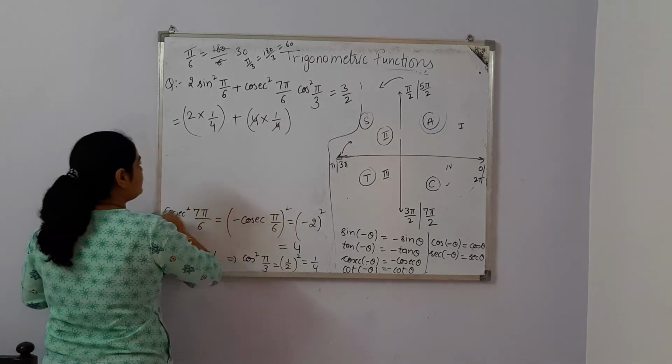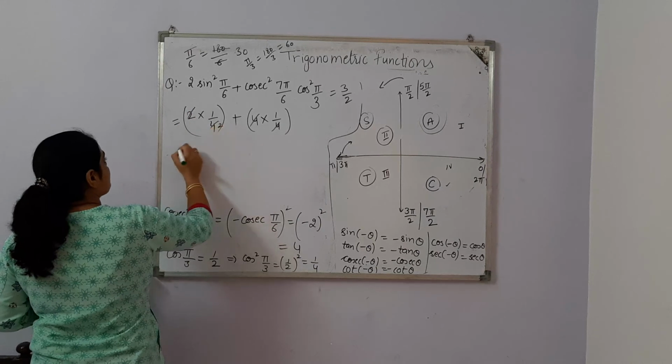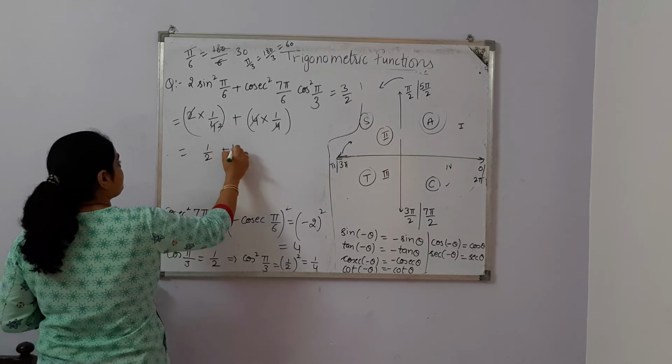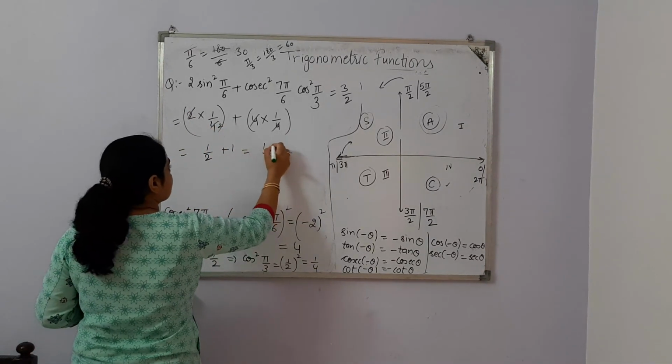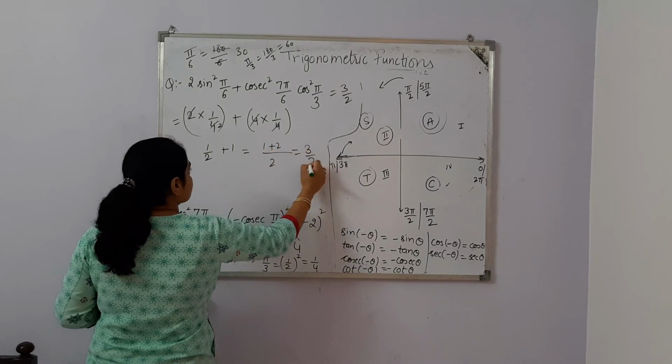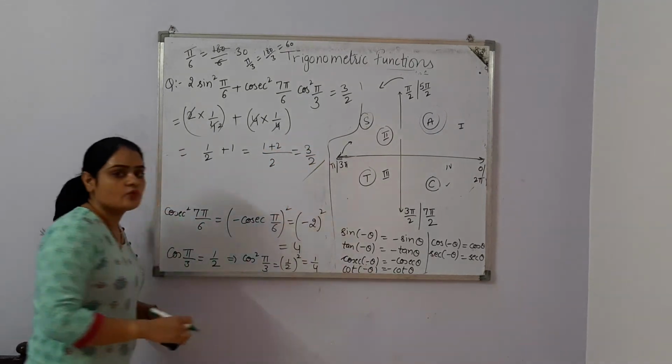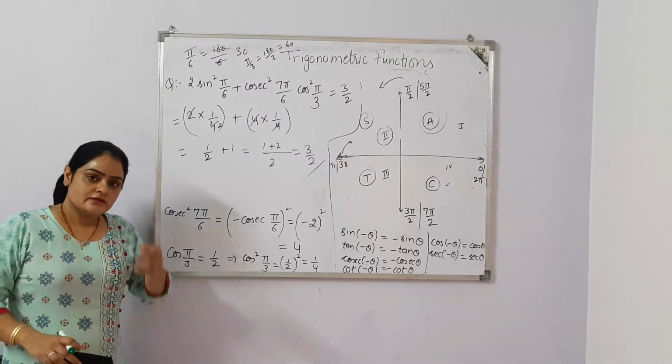So now we'll do the calculations. 2 2s are 4. It becomes 1 by 2 plus 1. After taking LCM, we are getting the answer as 3 by 2. Hope the question is clear.